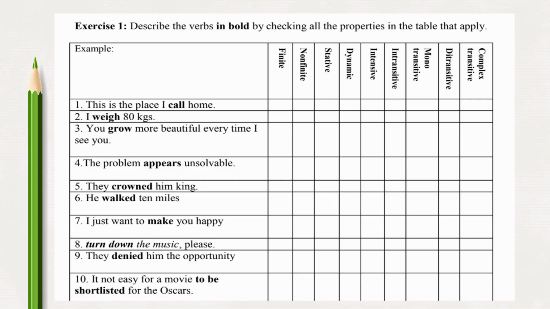So let's begin. Exercise number 1. Describe the verbs in bold by checking all the properties in the table that apply.